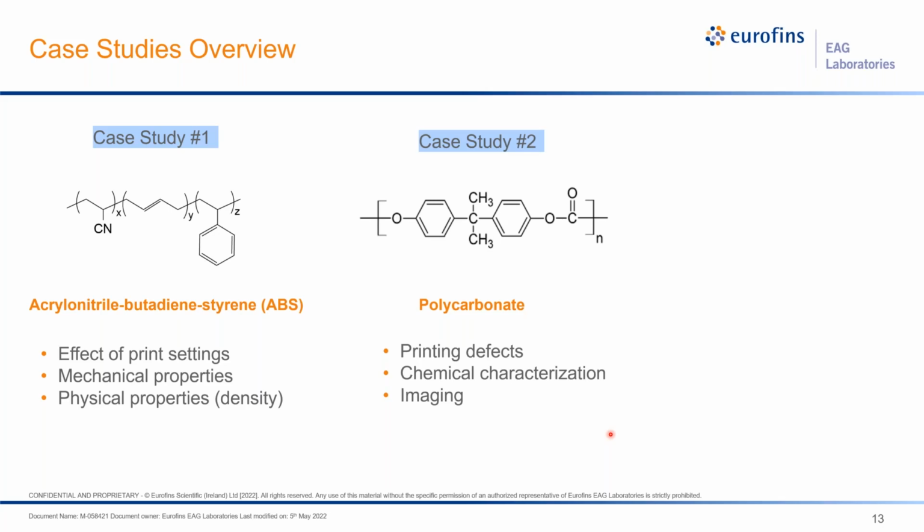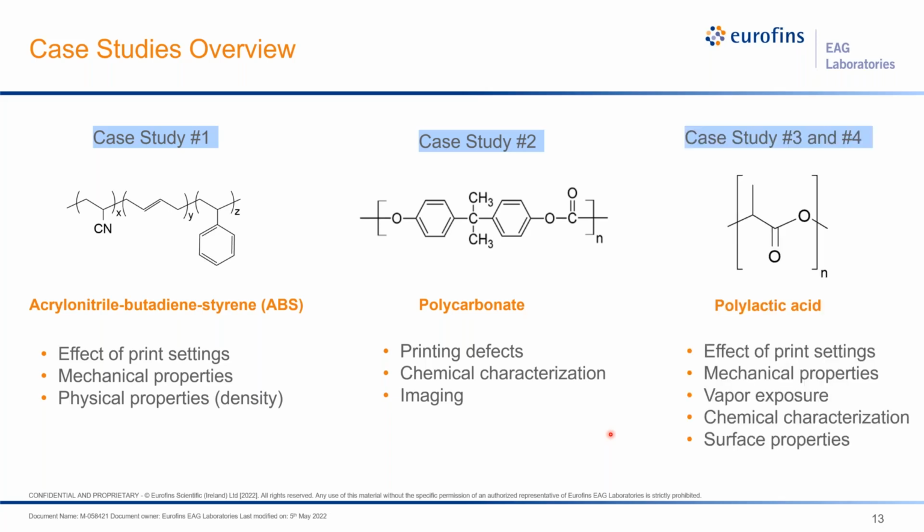Now, both of these polymers are amorphous thermoplastic materials. And here we are looking at print defects. We use chemical characterization and imaging to understand the cause of these. And our last 2 case studies are concerned with polylactic acid.